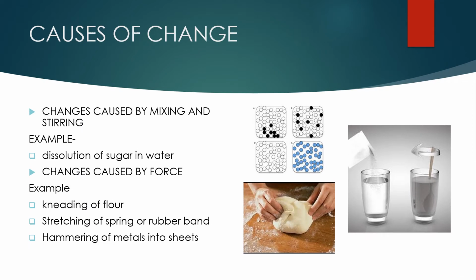Causes of change. Changes can be caused by mixing and stirring of substances. For example, dissolution of sugar in water. As we can see, if we dissolve sugar in water, there is a change in the taste of the water. Similarly, changes can be caused by applying force to it. Examples are kneading of flour, stretching of a spring or a rubber band, hammering of metal into sheets. So these are certain causes of change.